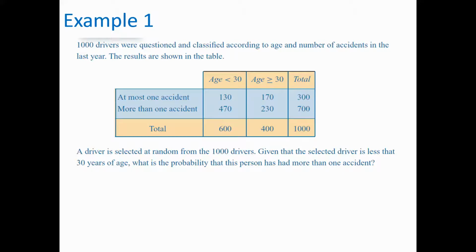If you weren't to use logic to say the answer is 47 on 60, then what you would do is find the probability of more than one accident, given that you are less than 30. Using your formula from the last page, it equals the probability of more than one accident intersect less than 30, divided by the probability of what it's dependent on. It's dependent on being less than 30. That's what you would have done. Now, how do you find the intersection?